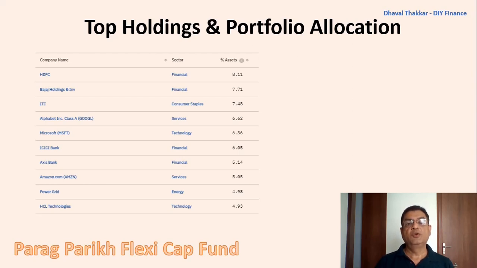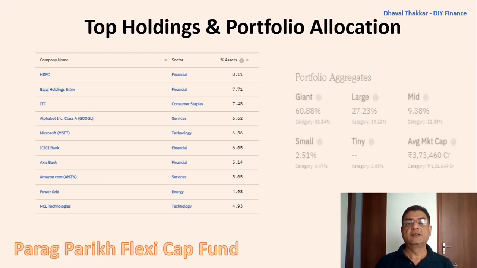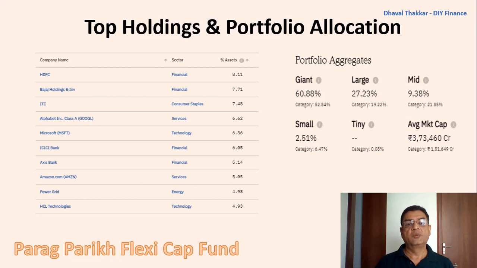On checking the portfolio allocation, it is evident that large cap shares form around 88% of the portfolio, whereas mid cap shares form another 9%, and only a negligible 2.5% is allocated to small cap stocks. Its allocation is similar to that of a large cap fund.